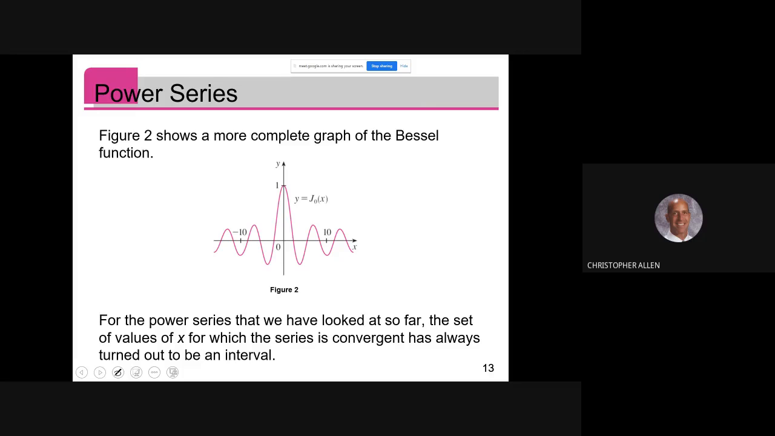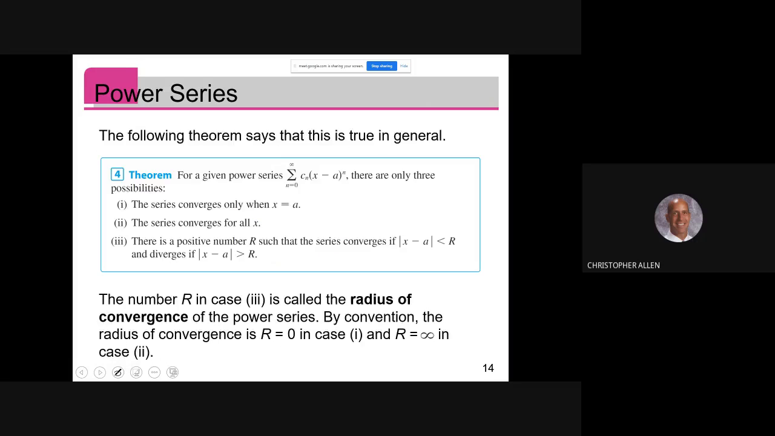Pretty interesting graph. For the power series that we looked at so far, the set of values of x from which the series is convergent always has turned out to be an interval. All right. Important theorem right here. We already talked about the definition of a power series. Oh, and I got to make sure I have a poll question for you guys.